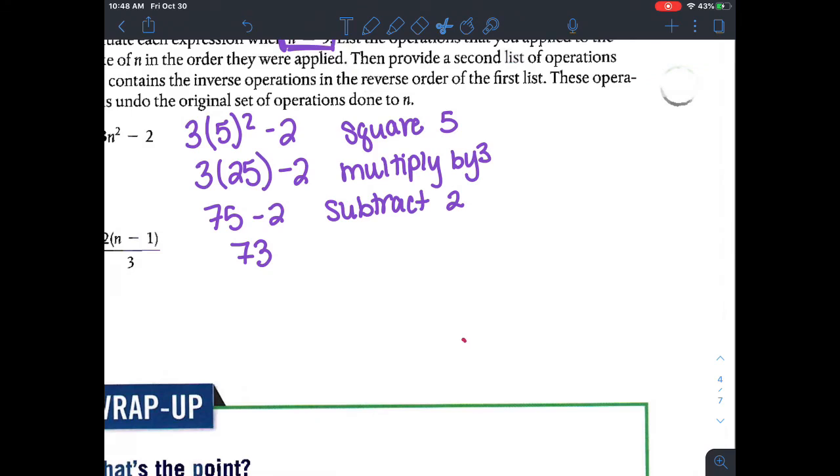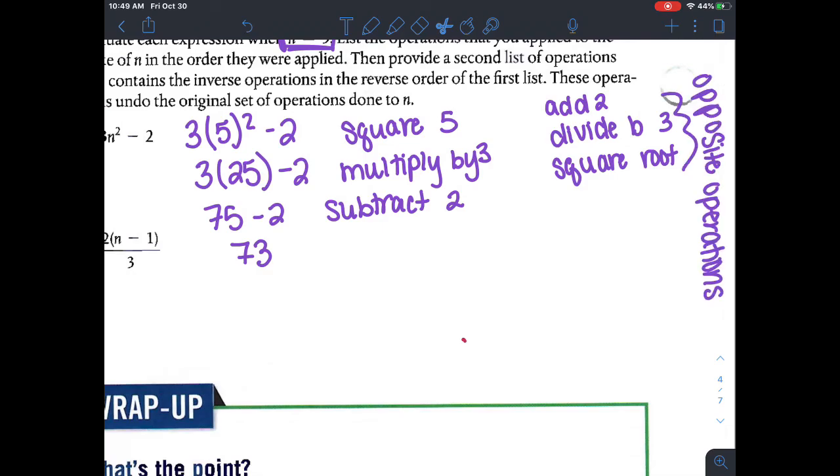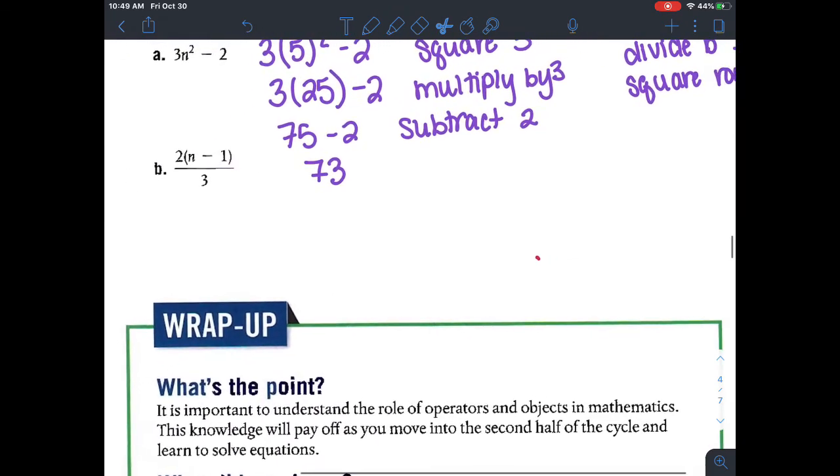I'm going to do the opposite. I'm going to start with the last task and go to the front. So instead of subtracting 2, I'm going to add 2. Instead of multiplying by 3, I'm going to divide by 3. And then instead of squaring the 5, I'm going to take the square root. Those are the opposite or the inverse operations. And then we'll do one more.